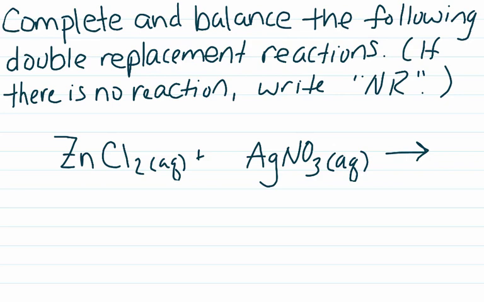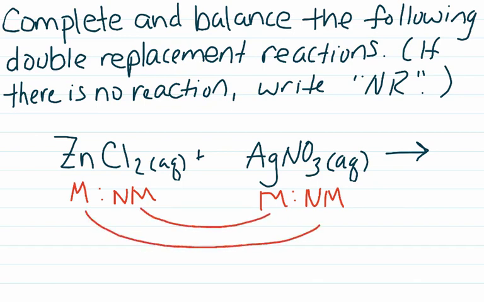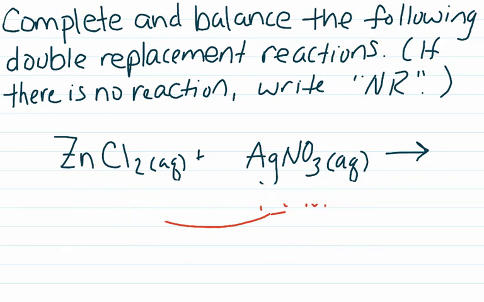Okay, so the first thing to notice about a double replacement reaction is that each compound combines a metal with a nonmetal. In a double replacement reaction, you're going to switch these together. So the metal from the first compound will react with the nonmetal of the second compound, and the metal from the second compound will react with the nonmetal of the first compound. Now it's important that you put the nonmetals and the metals together. Otherwise, you can't make them electrically neutral.